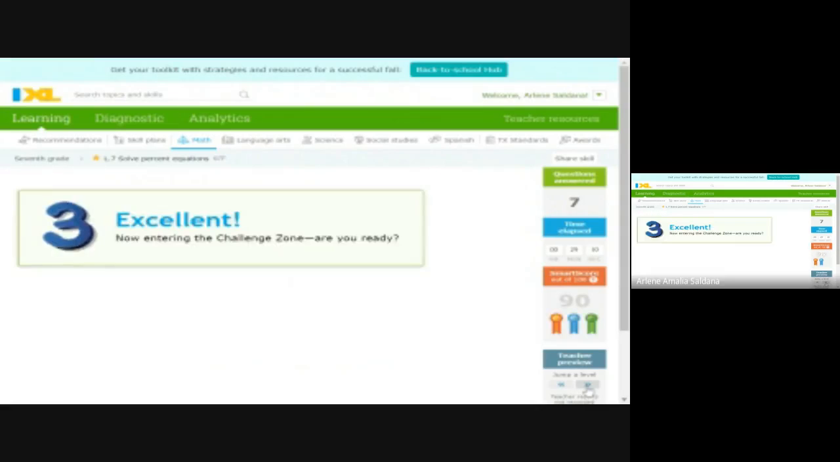I'm trying to look for one that doesn't have the percent, because that's actually a very good question. That was the next thing that I was going to explain. I don't want the challenge zone yet because, well, that's not a challenge zone. Okay, let's do one more.